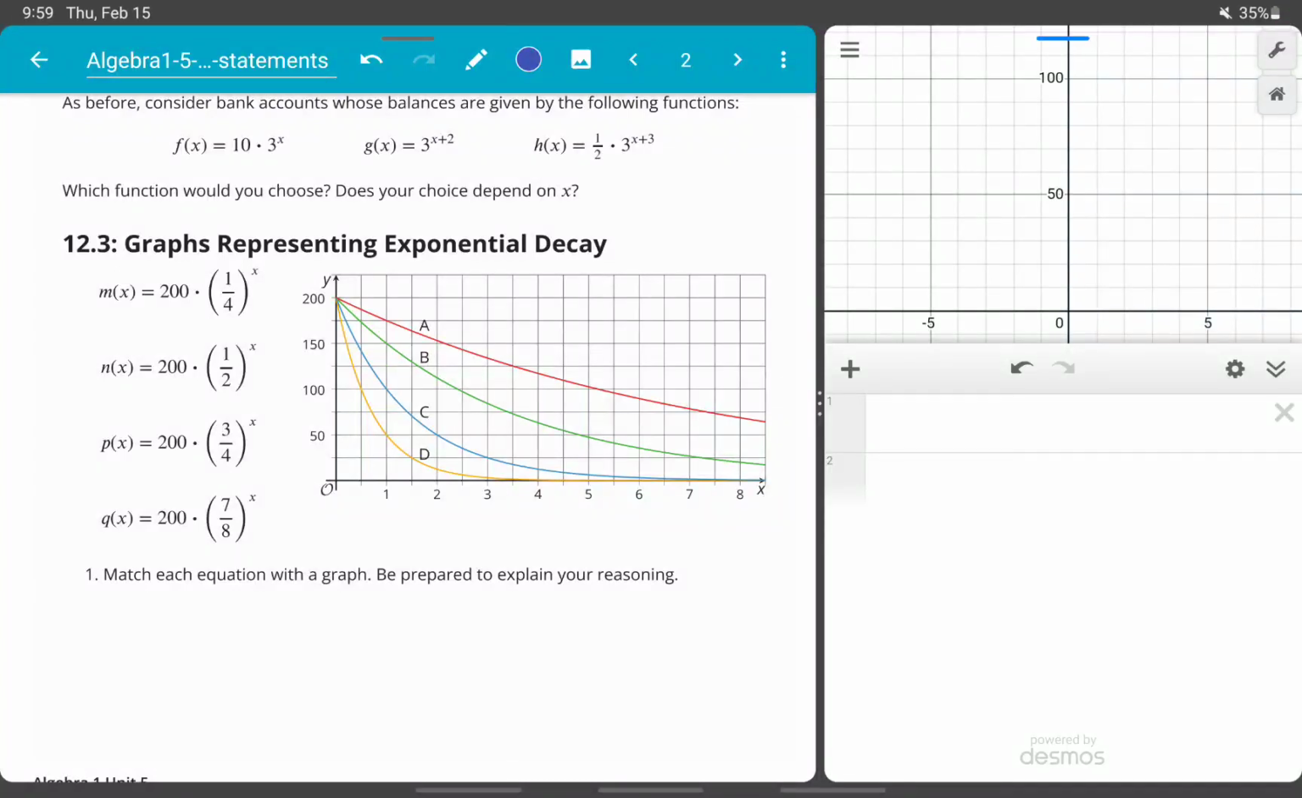Match each equation with a graph. Be prepared to explain your reasoning. Okay, I think there are several different ways to do this.